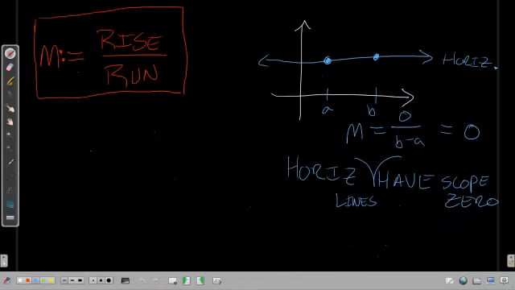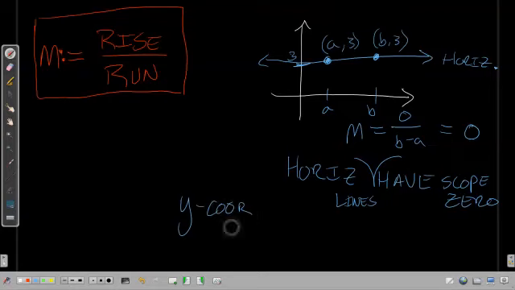Over here, the y-coordinates were the same. Maybe that's crossing the y-axis right there at 3. Then this would have been a comma 3, and this would have been b comma 3, and the y-coordinates are the same. And that's what happens on horizontal lines. The y-coordinates are the same.